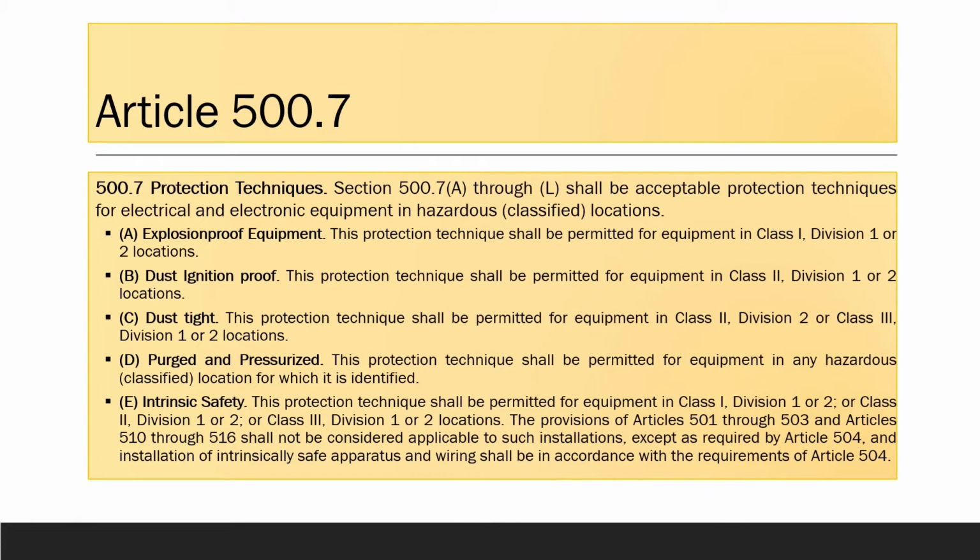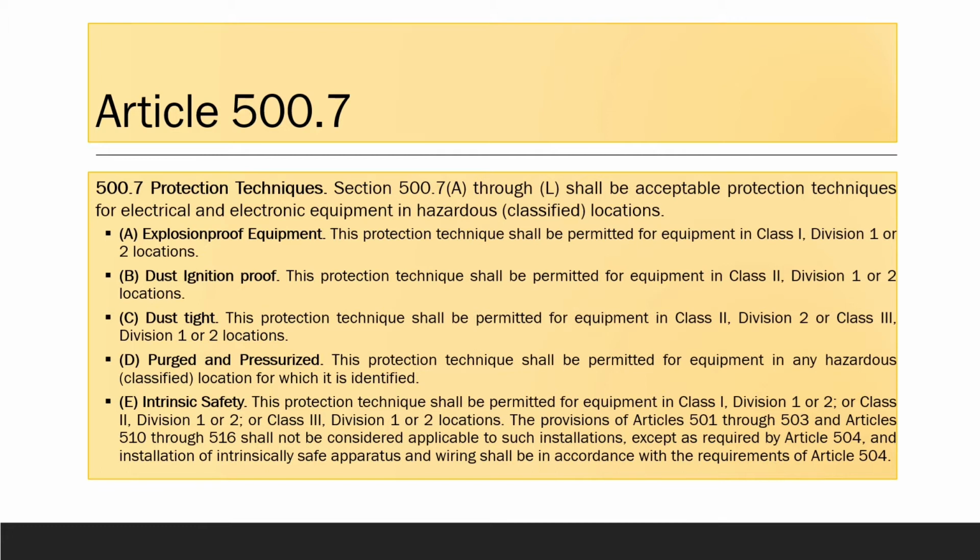Letter C. Dust tight. This protection technique shall be permitted for equipment in Class 2, Division 2 or Class 3, Division 1 or 2 locations. In this, a sealed switch will withstand sand and dust contamination, constructed so that dust will not enter the enclosing case under specified test conditions.